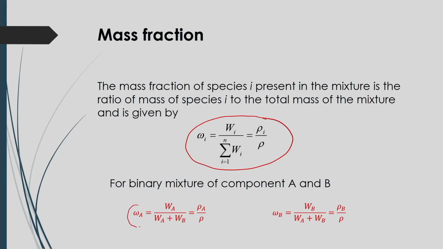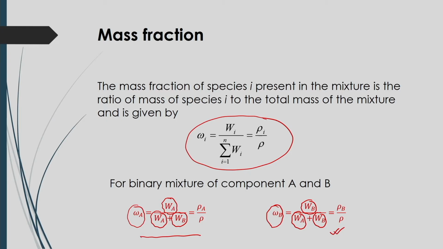If you consider a binary mixture of components A and B, the mass fraction of component A will be equal to the mass of A divided by the summation of the mass of A and the mass of B. Similarly, the mass fraction of component B is defined as the mass of B upon the summation of the mass of A and the mass of B. So from this you can easily calculate the mass fraction of B.